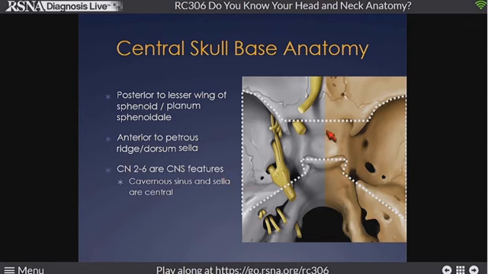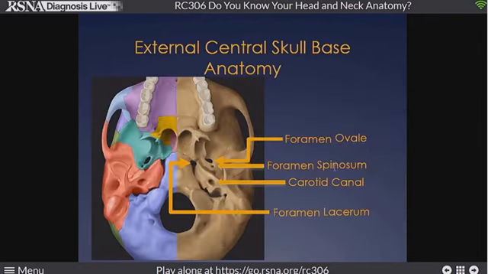So the cavernous sinus and the sella, situated centrally, are the major components. We're not going to deal much with cavernous sinus anatomy here, but we're going to look at just about everything else. So let's turn the skull around and look at that skull base anatomy from an external perspective.